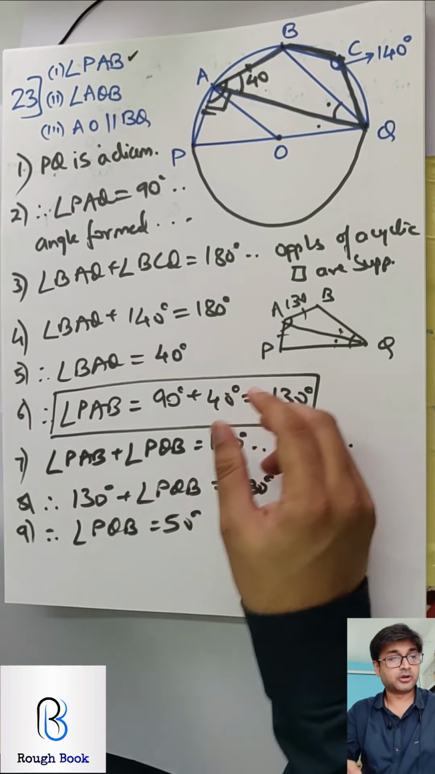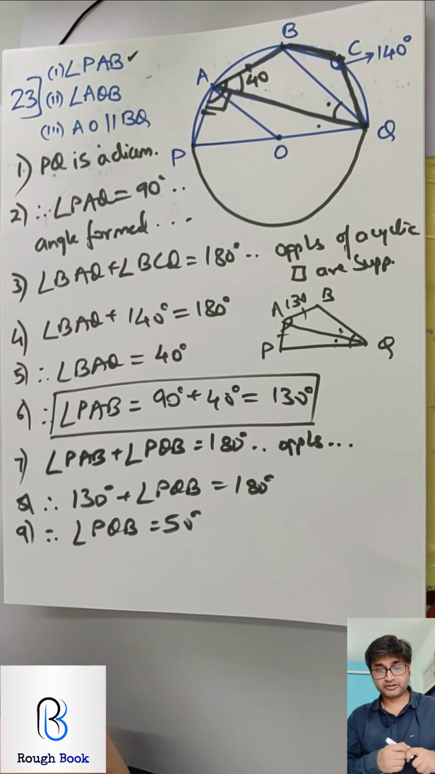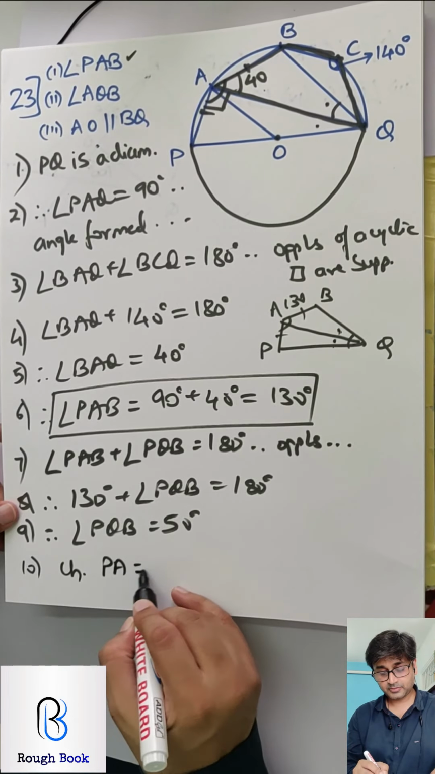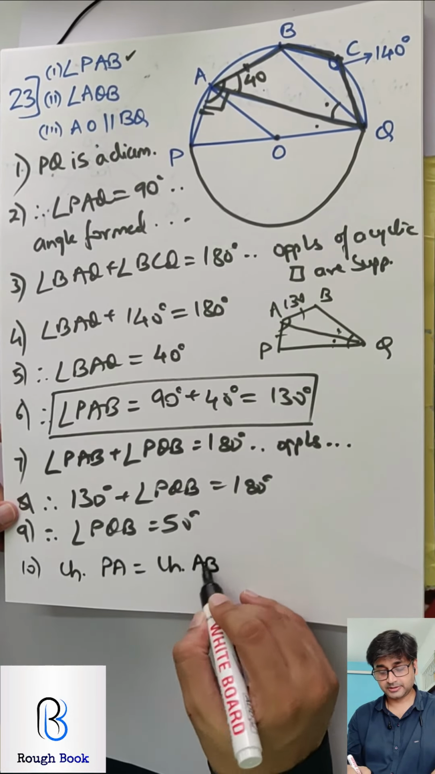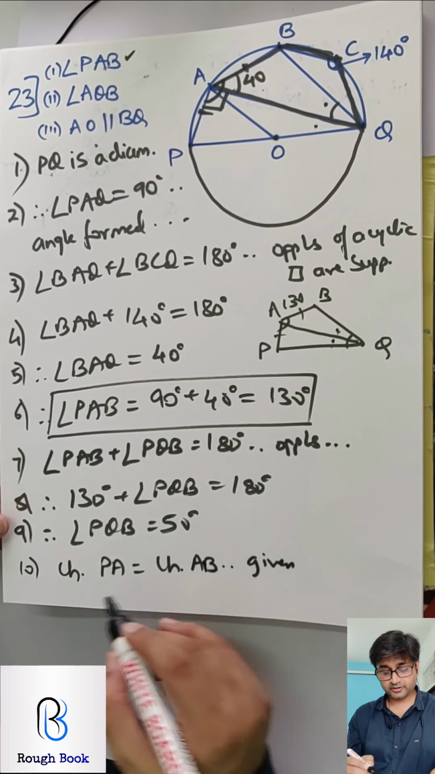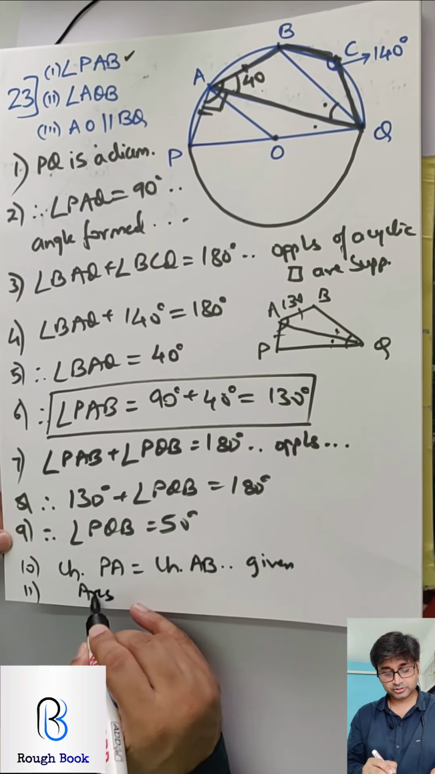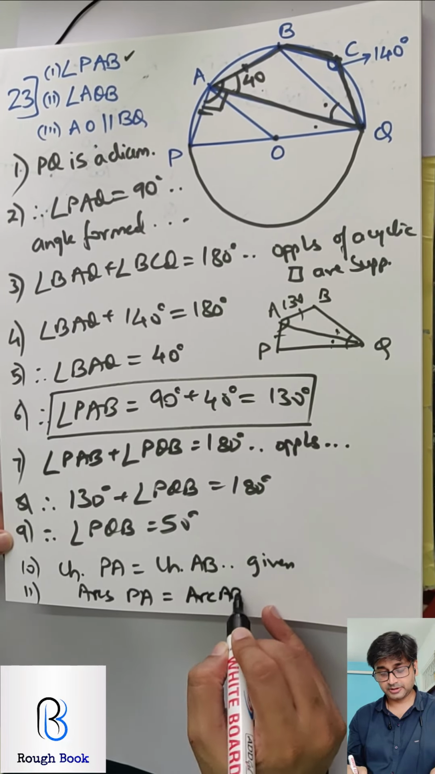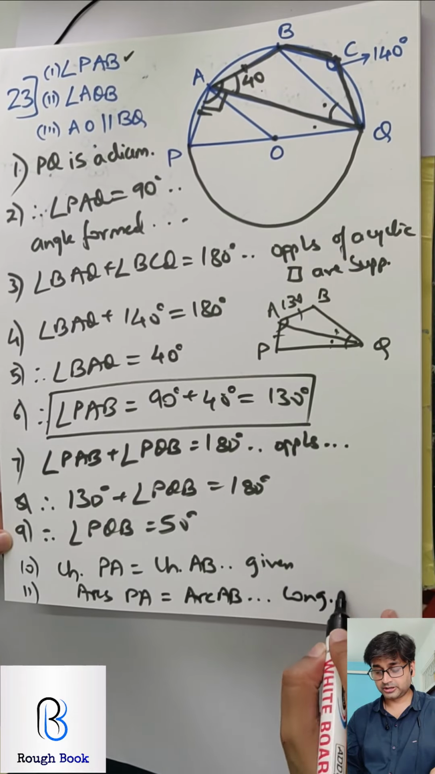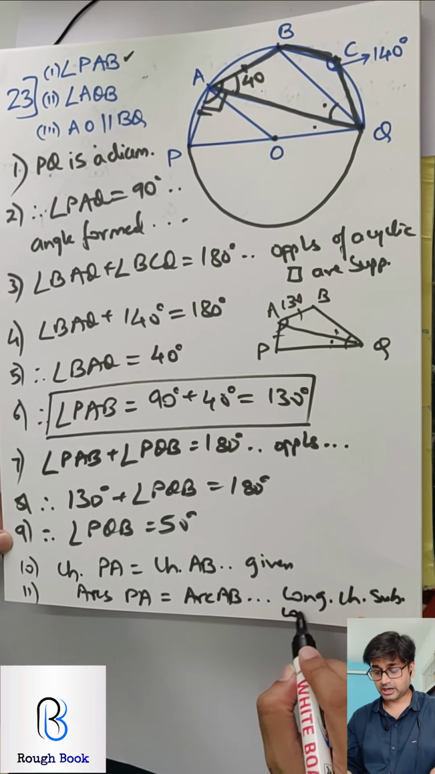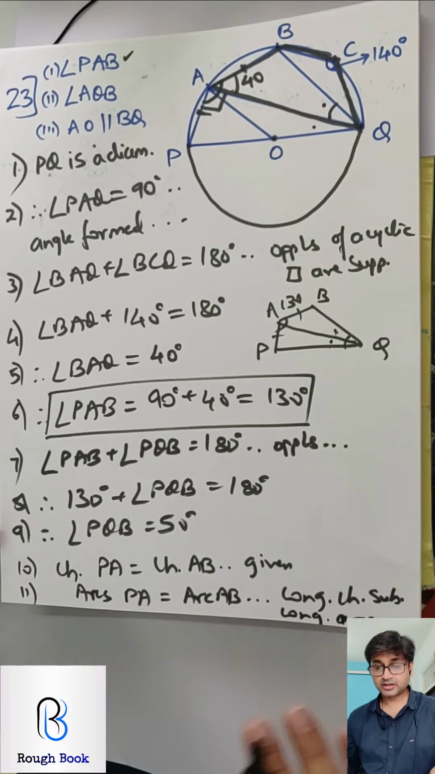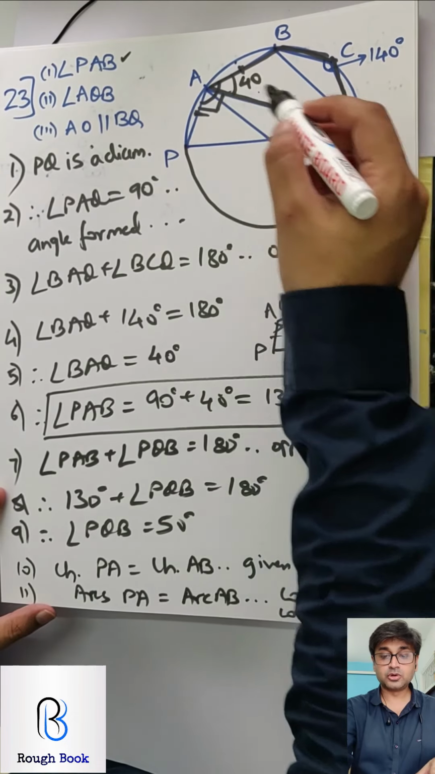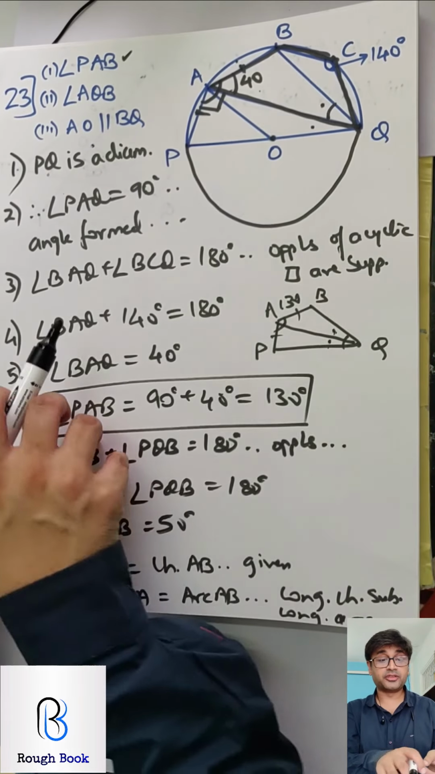So to get the angles equal, we are going to use chords. So we will say step 10, chord PA equals chord AB, given. Now if chords are equal, arcs are equal. So we will say arc PA equals arc AB. The reason will be congruent chords subtend congruent arcs. Yeah, are we okay till here? Now congruent arcs, these two will subtend congruent angles on the circumference.